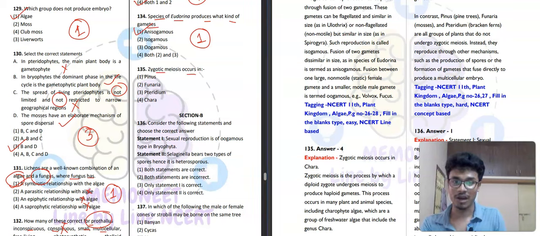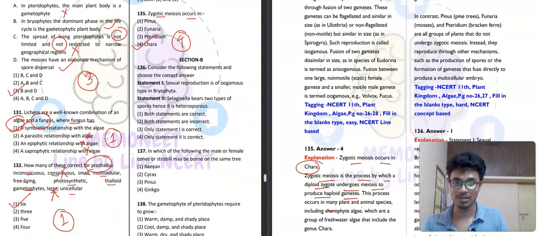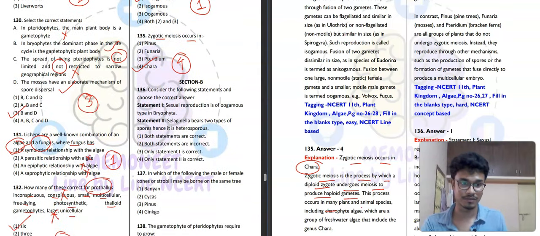Zygotic meiosis occurs in Pinus, Funaria, Pteridium, or Chara. So zygotic meiosis basically occurs in Chara. And what is zygotic meiosis? Zygotic meiosis is the process by which a diploid zygote undergoes meiosis to produce haploid cells. This process occurs in many plants and animal species, basically in freshwater algae. So the fourth option will be our correct answer for this question. Moving towards the next question, 136.